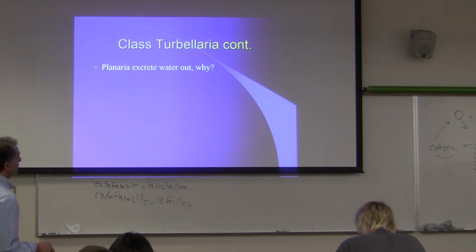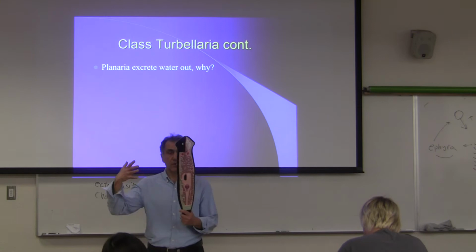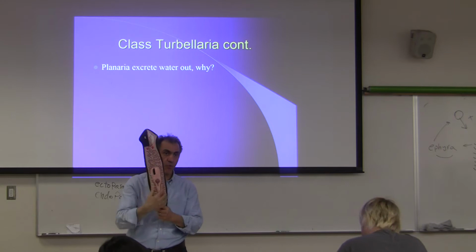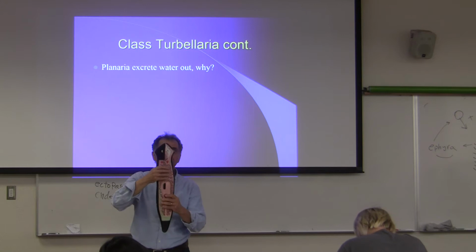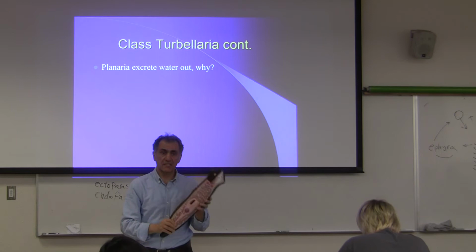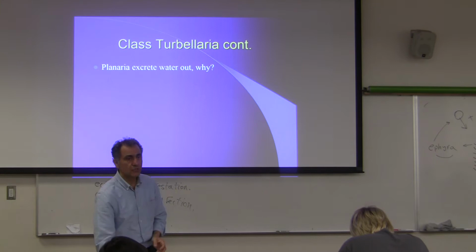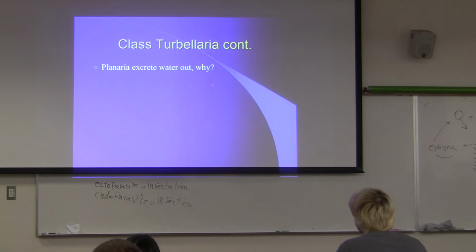Planaria excrete water out. Remember, these are, as I said, freshwater animals, so constantly water goes inside of the animal by the process of osmosis. They have more stuff inside of the animal than the outside, and you learn this in protista, how they get rid of excess water. Same as these guys, they have excess water which gets out through excretory system, which I will talk about here in a minute. So they live in fresh water, so they have excess water going on. Flame cells, of course, that's for osmoregulation, osmosis.